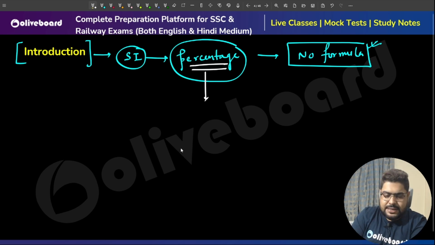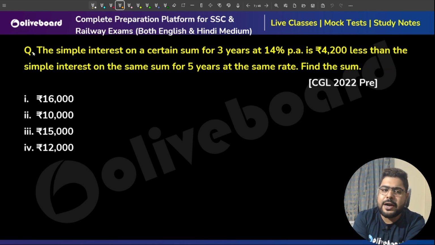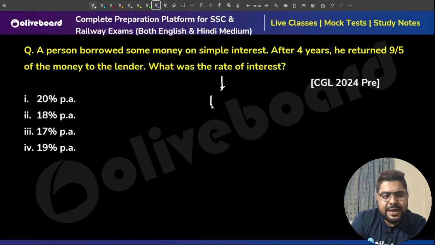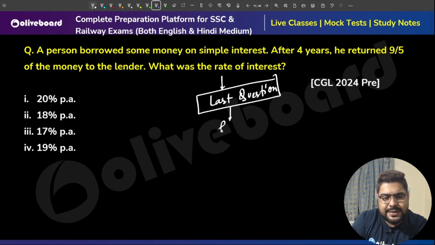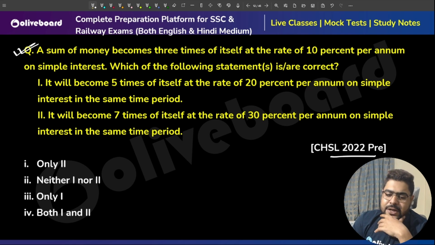We have done these questions, built on the first part only. This was the last question that we did in part 1. So we are going to move into part 2 first with this question. This was asked in the CHSL 2022 exam. You see, very basic, nothing fancy, nothing rocket science.